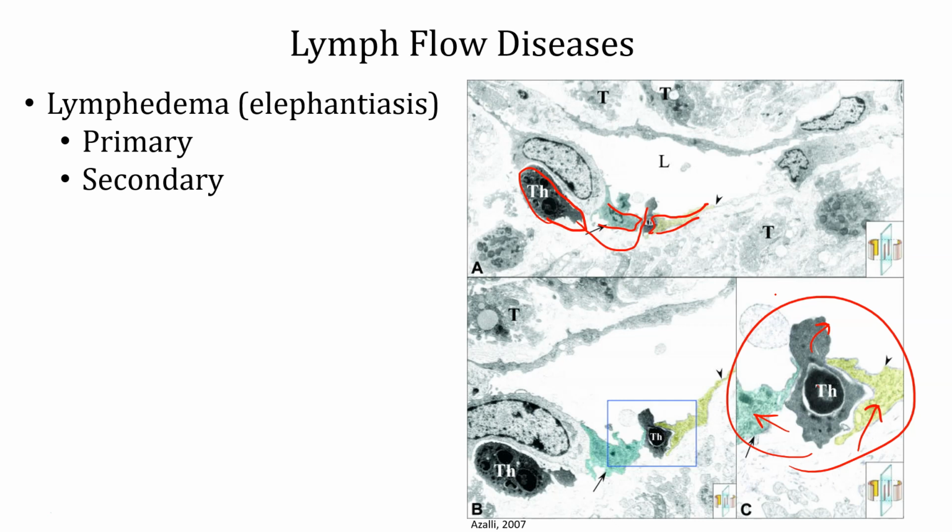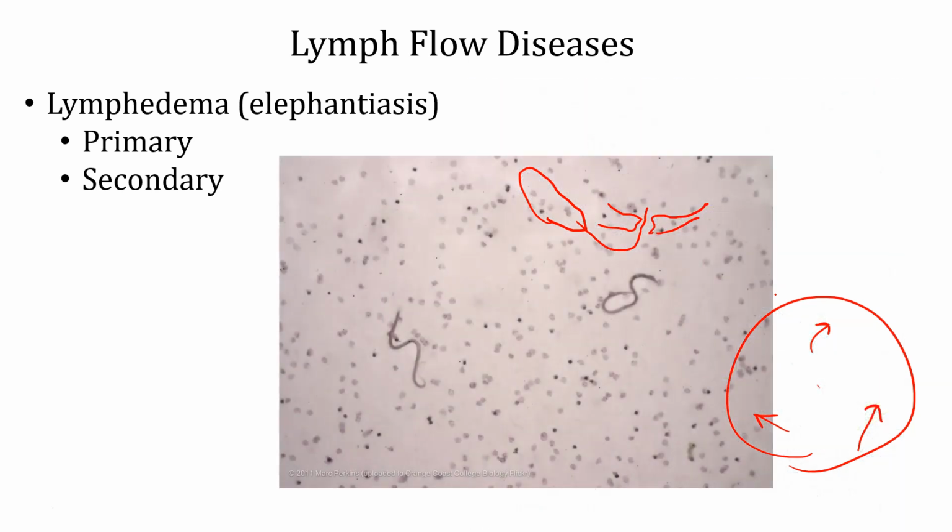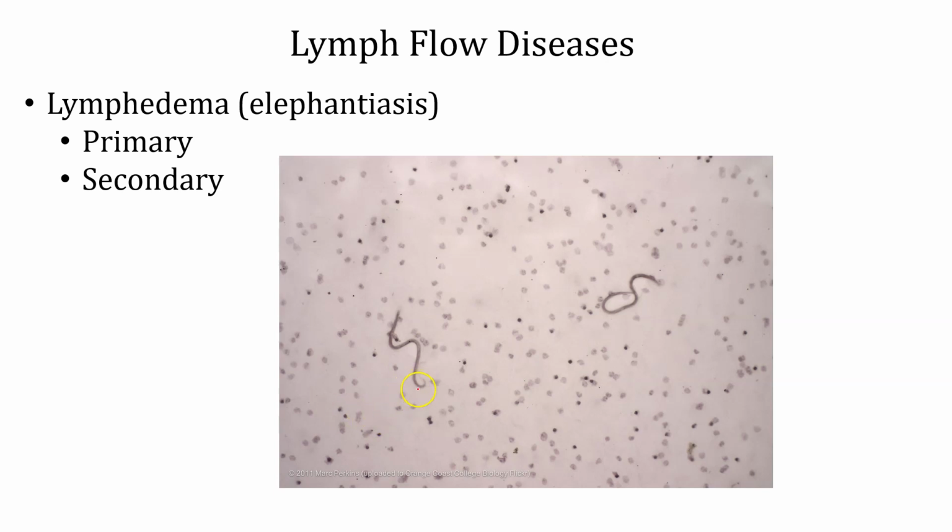Another cause is a little thread-like worm. There's a variety of different worms that could be introduced to the body. This is a picture showing a little thread-like worm inside the lymph. If the blockage of lymph is occurring because of a parasite, such as the one you see here, it's called lymphatic filariasis.